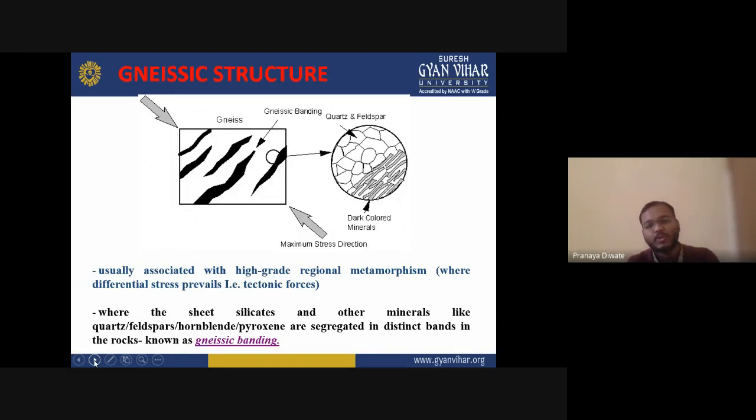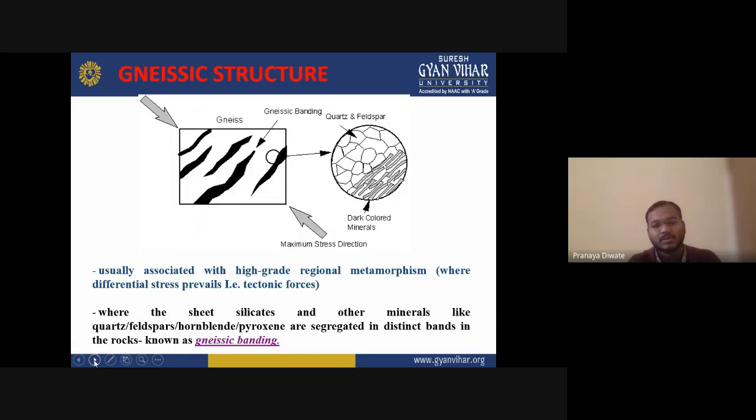You usually associate gneiss and such rocks with regional metamorphism. So gneissic structure is mostly formed by high grade regional metamorphism. That is how your gneissic structure is formed.